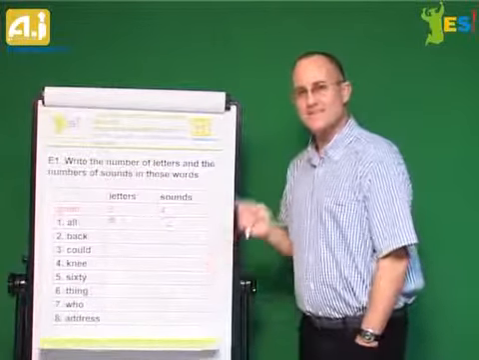So we have 1, 2, 3, 4, 5, 6, 7 words to look at, and we are looking at the number of letters, how many letters, and how many sounds, okay? How did you do for back? B-A-C-K. There are 4.